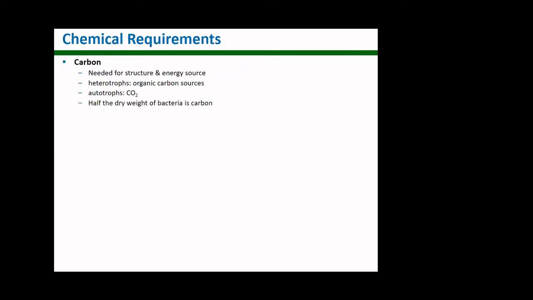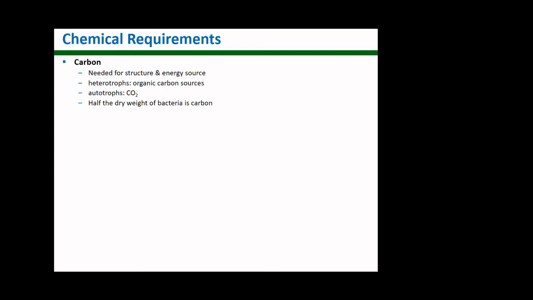All right, let's talk about chemical requirements. So carbon is our biggest one, right? Everything needs carbon. We need it for structure, proteins, energy, everything. If you are a heterotroph, that means you get your carbon from other organic sources. You usually ingest things that have carbon in them.